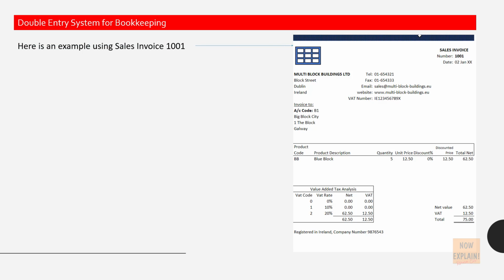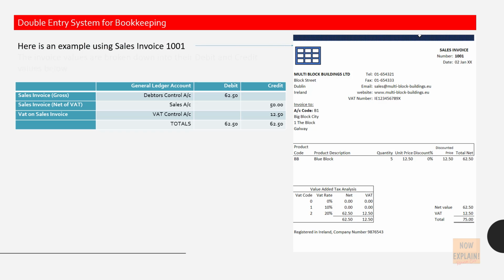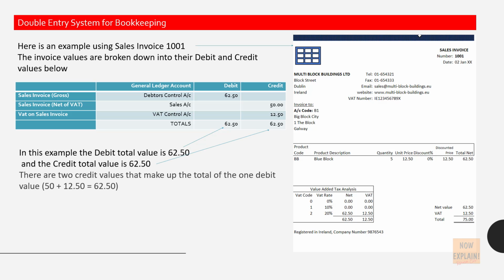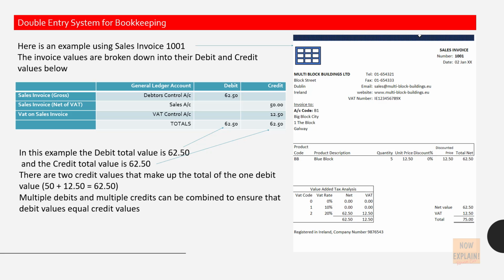Here is an example using this sales invoice. The invoice values are broken down into the debit and credit values. In this example, the debit total value is €62.50 and the credit total value is €62.50. There are two credit values that make up the total of one debit value. That's 50 plus 12.50 equals 62.50. Multiple debits and multiple credits can be combined to ensure that debit values equal credit values.